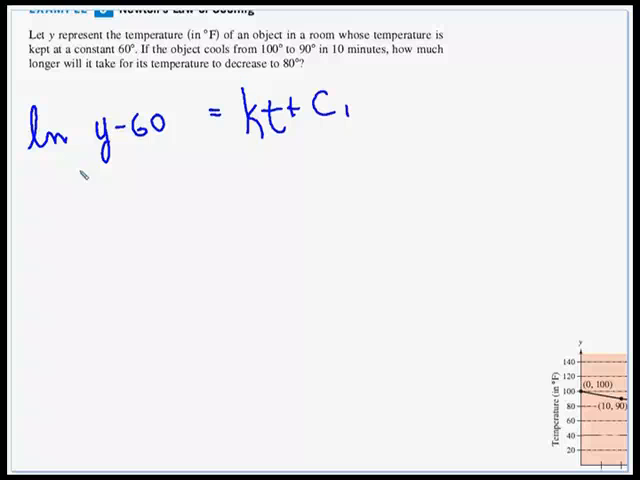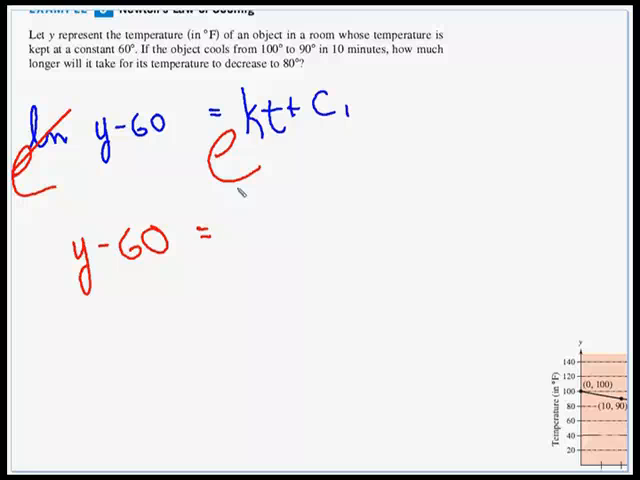So when we exponentiate both sides, we'll have our, let me change to red here. We're going to base e this side. This is now our exponent. And we're going to base e, so this is now our exponent 2. E raised to the natural log, those cancel, so we're left with our y minus 60.